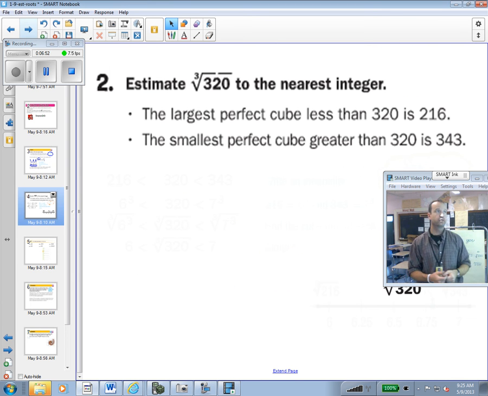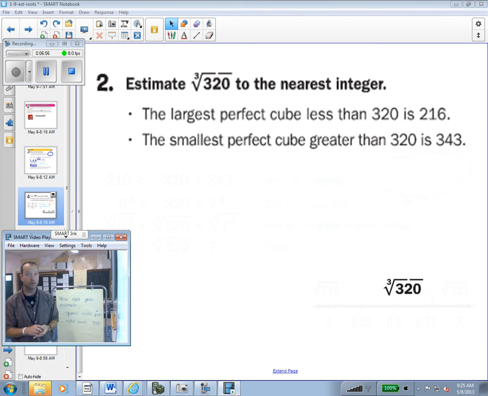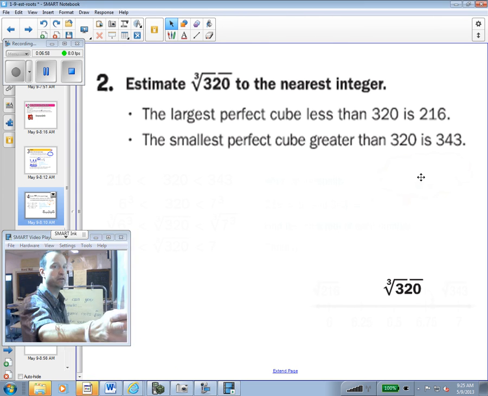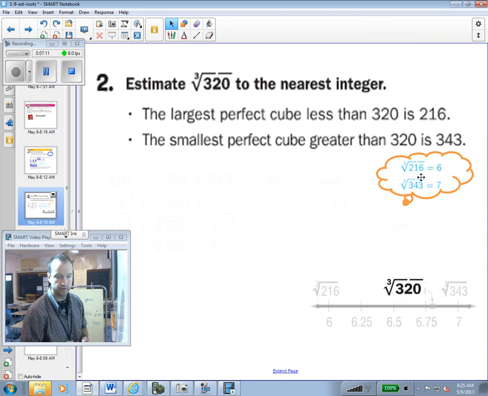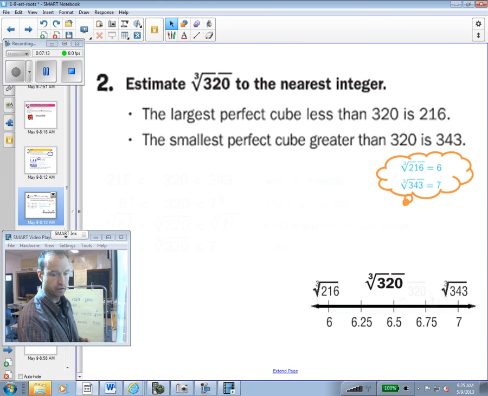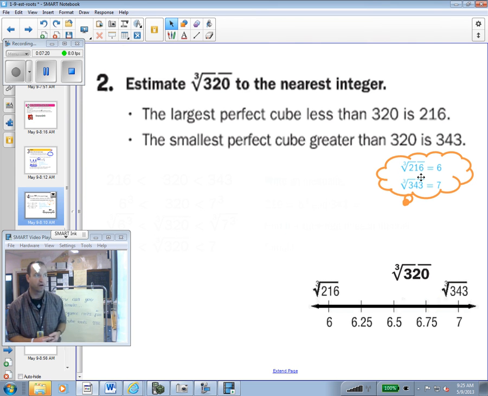So let's say we want to do this perfect cube. Let's walk through this process then. First thing we have to know, and we would probably get that by looking at the chart, or if we could figure it out in our heads, are the two perfect cubes that it's in between. Okay, 216 and 343. So thinking about that on a number line, where in between those two is this? You've got to decide where on that number line that would fall.